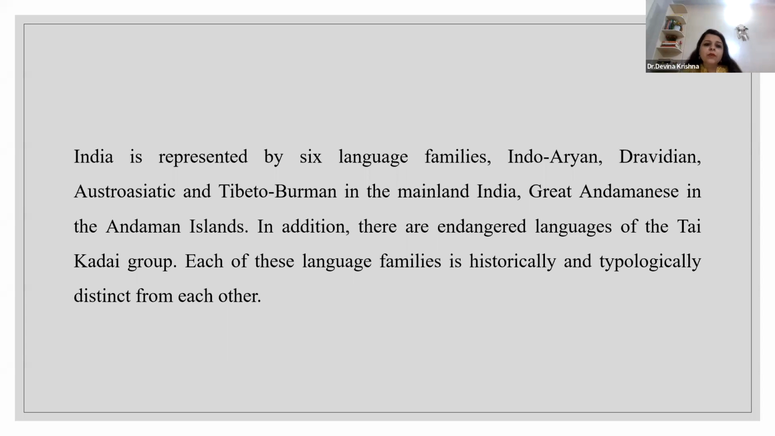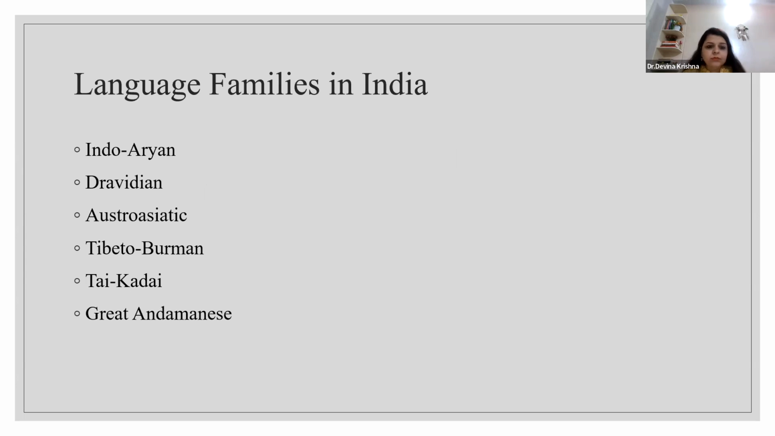India is represented by 6 language families, and these are Indo-Aryan, Dravidian, Austroasiatic, and Tibeto-Burman in the mainland India. Then we have Great Andamanese in the Andaman Islands. In addition, there are endangered languages of the Tai-Kadai group. Each of these language families is historically and typologically distinct from each other. Once again, to recap: Indo-Aryan, Dravidian, Austroasiatic, Tibeto-Burman, Tai-Kadai, and Great Andamanese.